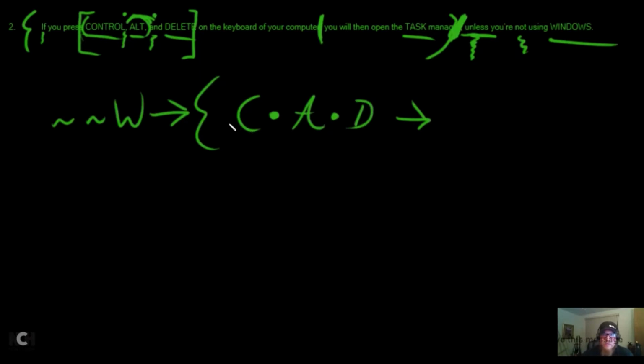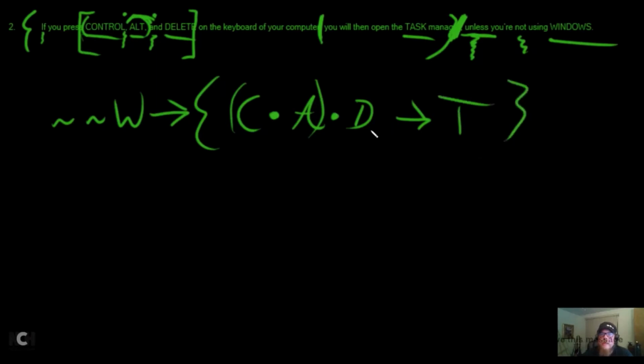Now it's all ands. So is this dyadic? No, we have to group it together, but it doesn't matter. We can put the parentheses around the A and the D. That's perfectly fine. Or we could put the parentheses around the C and the A. I'm going to go ahead and do that, but either one of those is fine. And then what follows on the right side of the arrow would be, if you do this and this and this, then you'll open the task manager. So hey, that's where the braces are going to end.